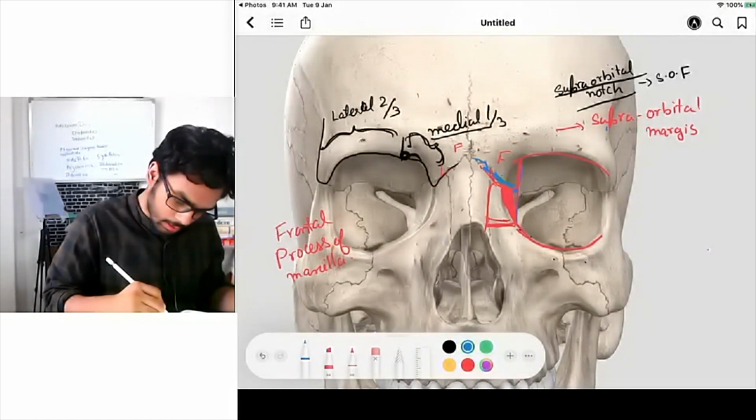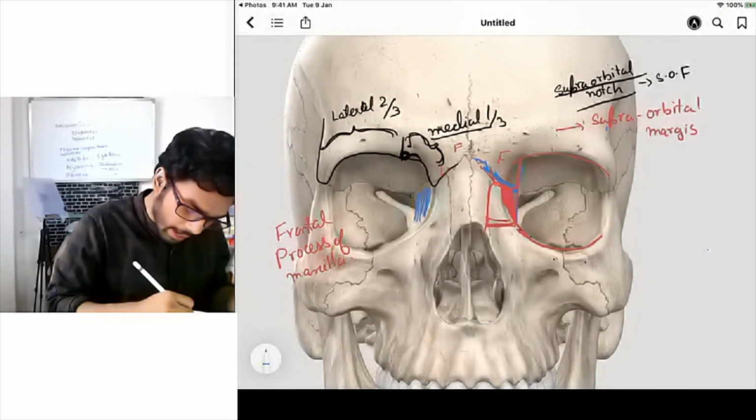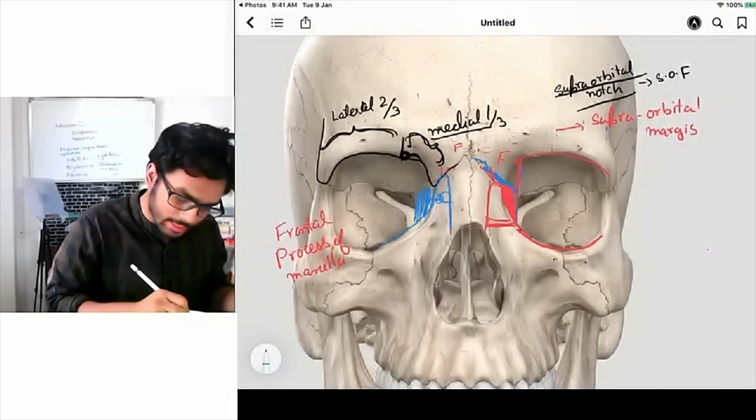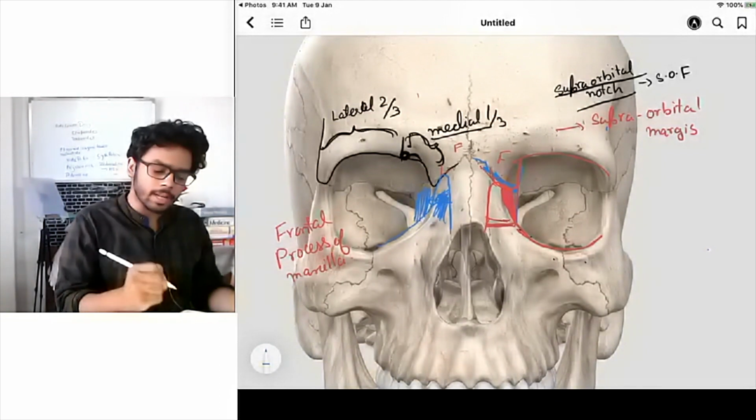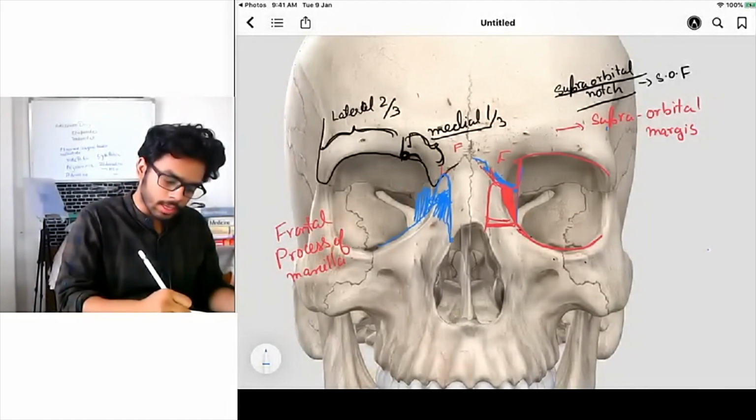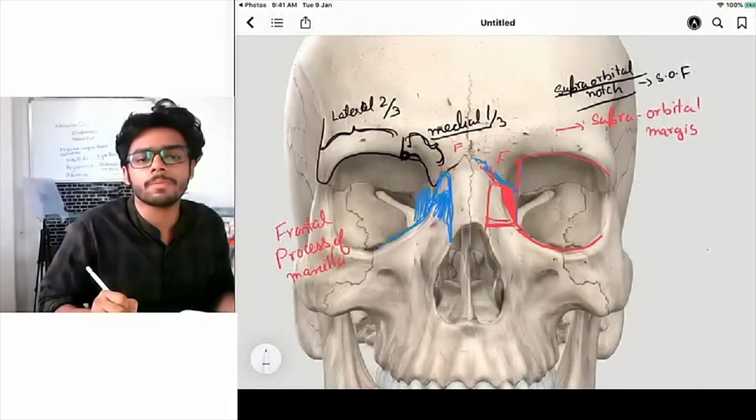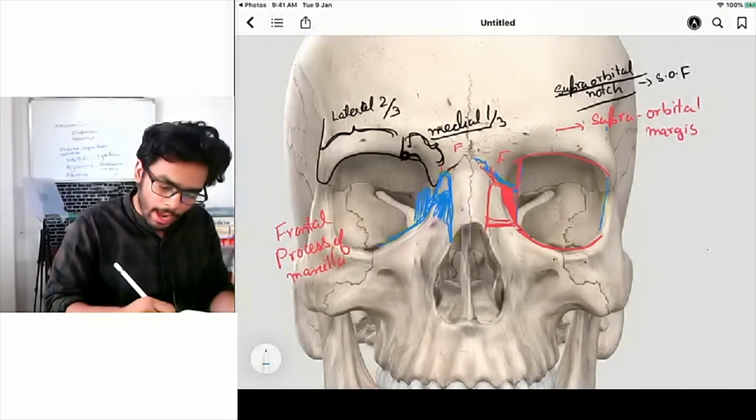This is the lacrimal bone, and this is the part of maxilla which is beside the lacrimal bone. So this part is known as lacrimal crest, and this process, the extension of maxilla towards the frontal bone, is known as the frontal process of maxilla.